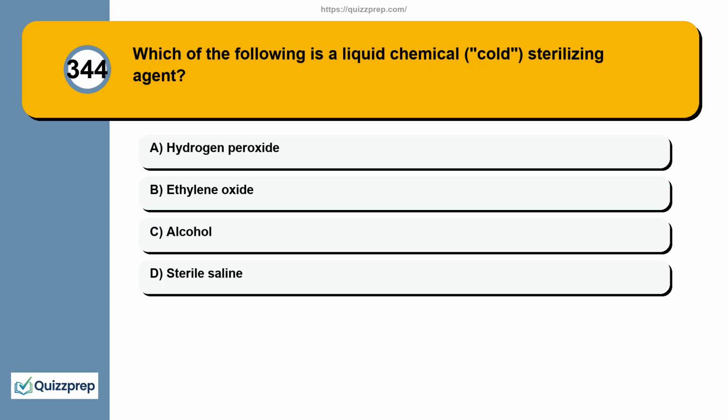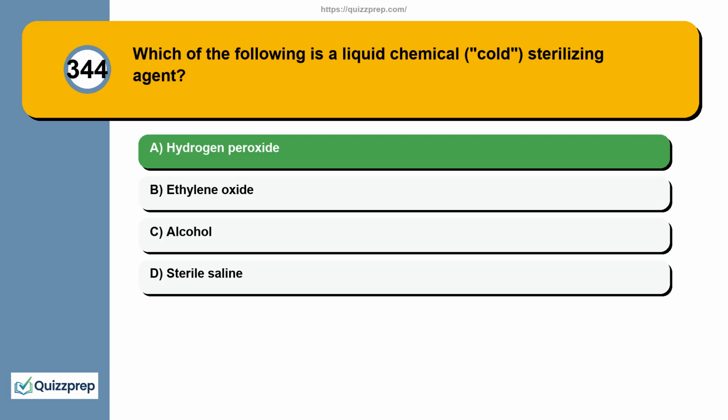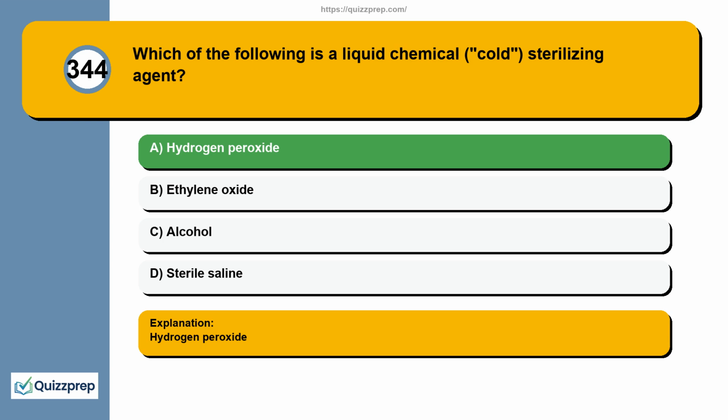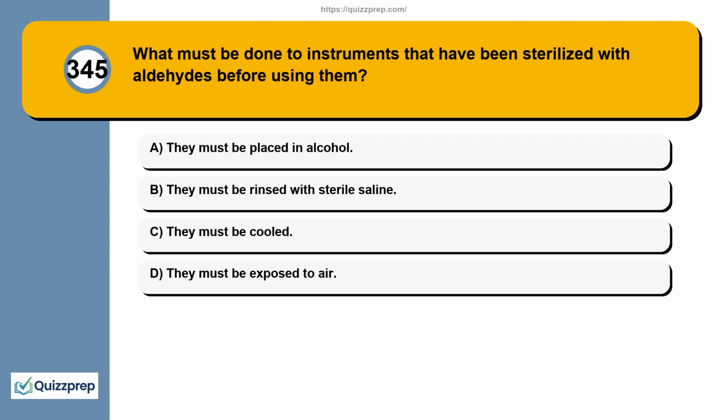Question 344. Which of the following is a liquid chemical, cold, sterilizing agent? Option A. Hydrogen peroxide. Option B. Ethylene oxide. Option C. Alcohol. Option D. Sterile saline. The correct answer is option A. Hydrogen peroxide.